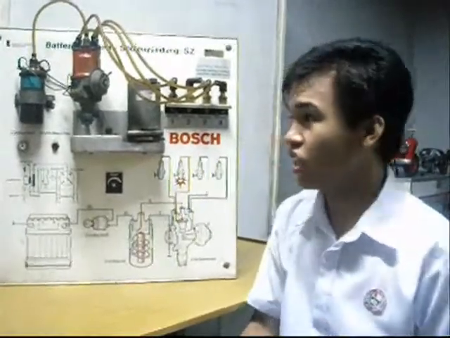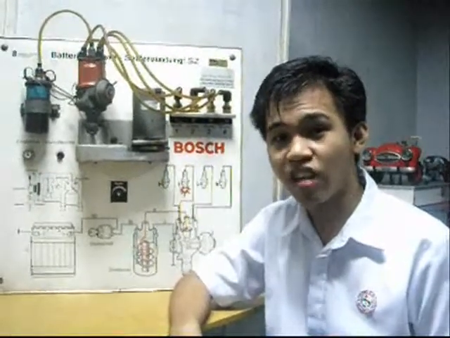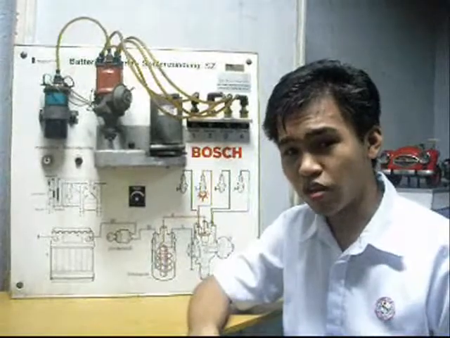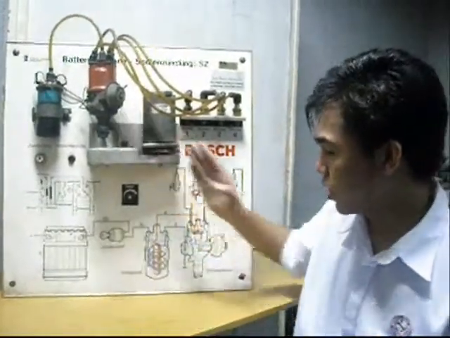The third one is the ignition coil. This is the ignition coil. The ignition coil is a step-up transformer that multiplies battery voltage into several thousand volts. The fourth component of the ignition system is the distributor. This is the distributor.